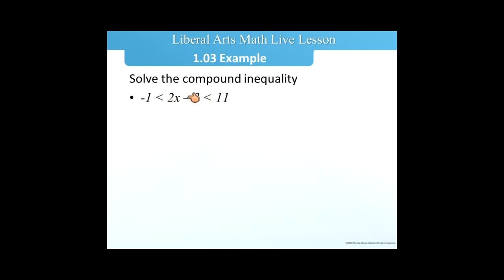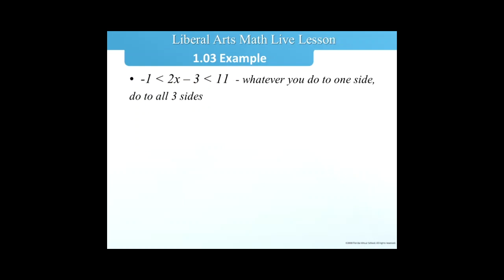So the first thing we need to do is move this 3 over. It's subtracted, so we're going to add it. So we're going to add it to all three sides. So here we add 3. -1 plus 3 is 2. When you add 3, the 3's cancel. 11 plus 3 is 14. Now we have 2x. 2 is multiplied by x, so we're going to divide everything by 2. So when we divide, 2 divided by 2 is 1. 2x divided by 2 is x. 14 divided by 2 is 7. So we get 1 less than x less than 7.